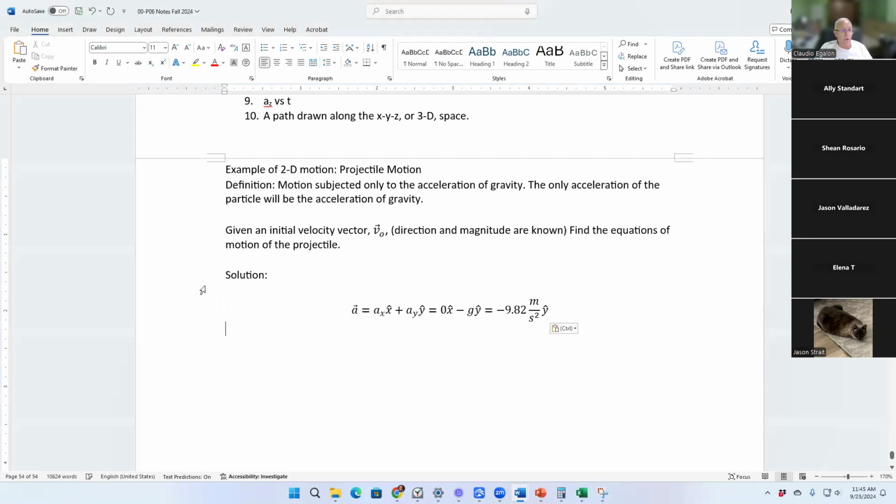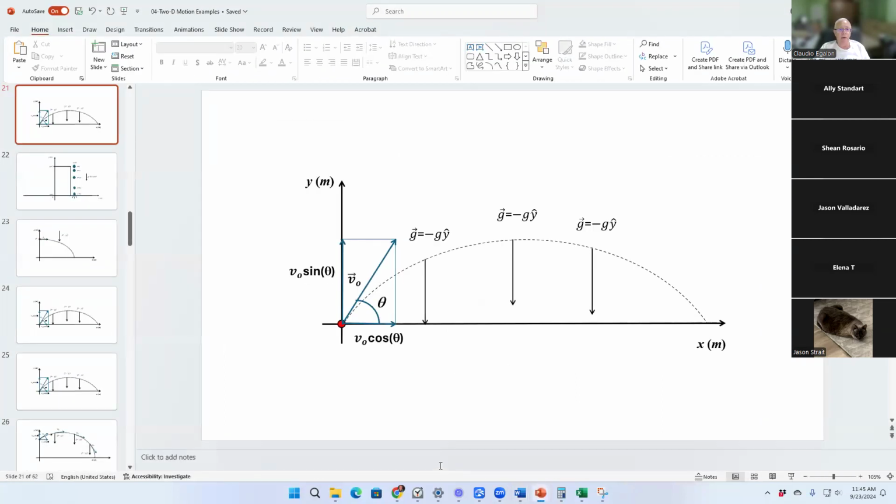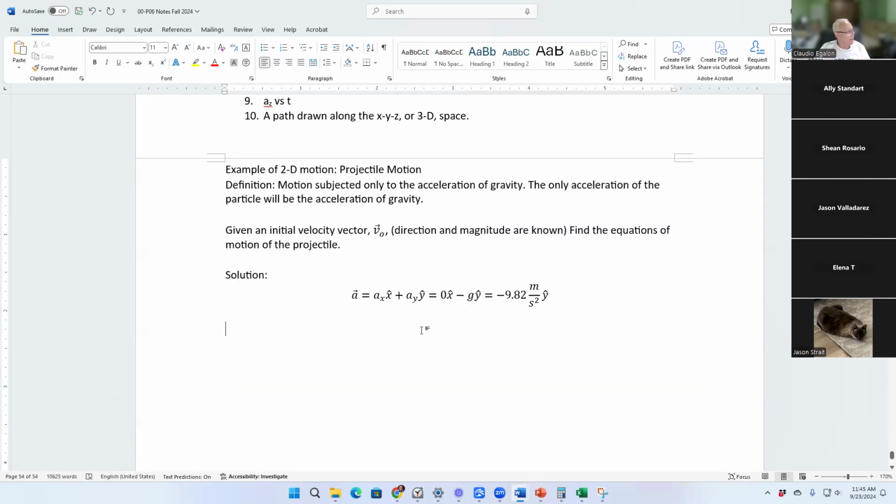Because it's projectile motion, we know for a fact what the direction of the acceleration vector is going to be. Here's my acceleration vector. It has a component along the x-axis and another along the y-axis. There is no acceleration along the x-axis, only along the y-axis, and this acceleration is minus g, or minus 9.82 meters per second squared.